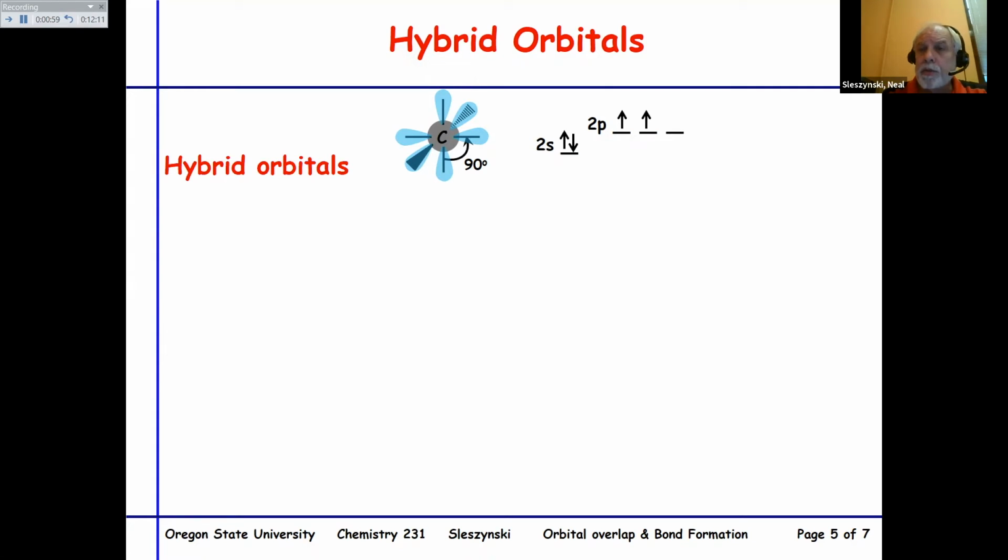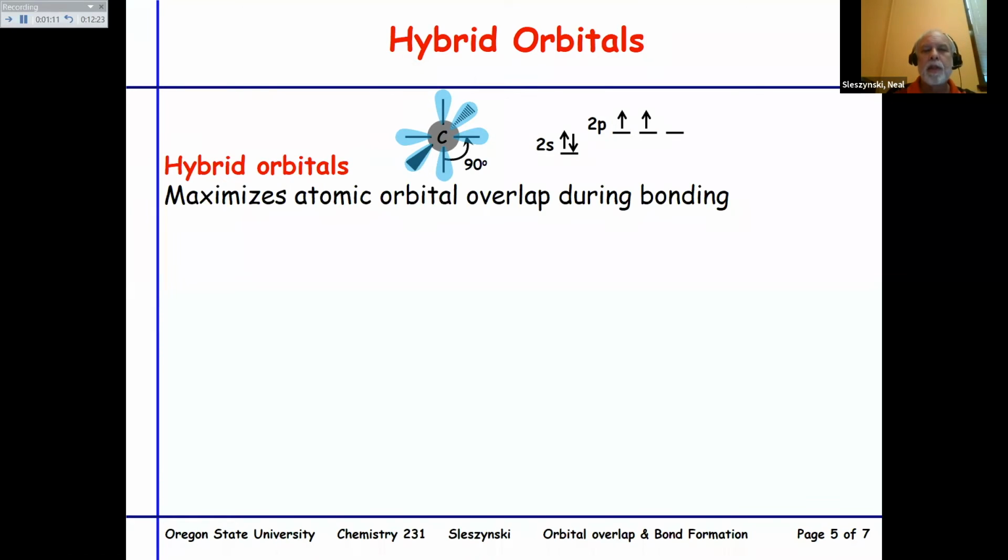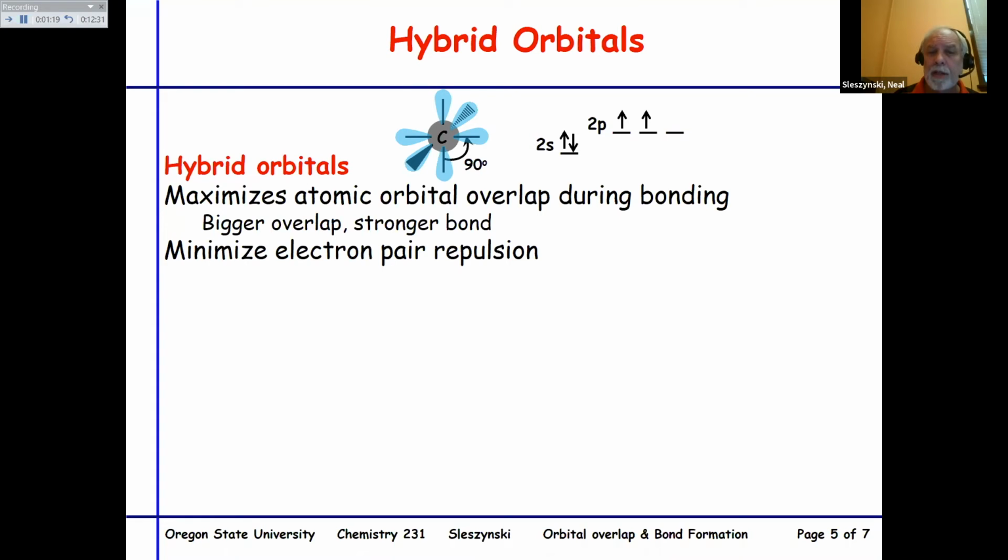Well, what we're going to do is take that concept of atomic orbitals and form what are referred to as hybridized orbitals or hybrid orbitals that attempt to maximize the atomic orbital overlap during bonding, because that bigger overlap is going to give us stronger bonds, by minimizing the electron pair repulsion. Electron pair repulsion, we already decided, was going to determine molecular shape. Taking a look at the atomic orbitals we have in our current diagram, is 90 degrees away from each other the best that we can do for those p orbitals? And of course, the answer is no.